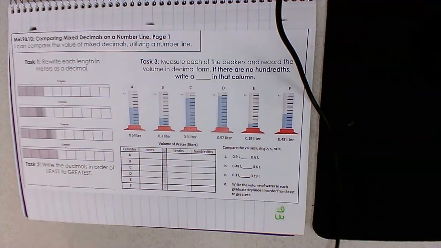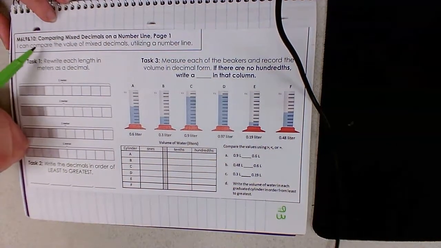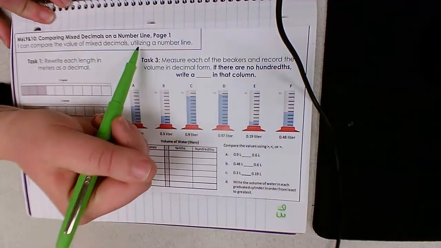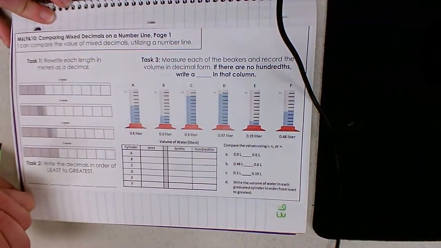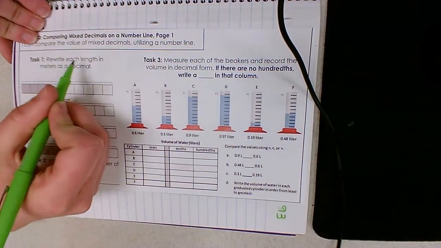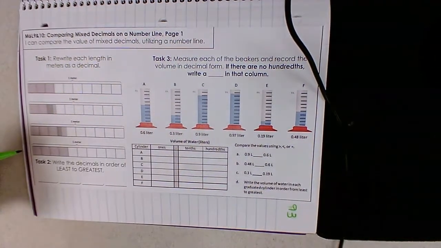I noticed that on my page I have 3 tasks, task 1, task 2, task 3, and they all have to do with our objective today, which means I can compare the value of mixed decimals utilizing a number line. So it looks like we'll eventually be able to move our mixed decimals onto a number line and compare their values. Task 1, we're going to rewrite each length in meters as a decimal.